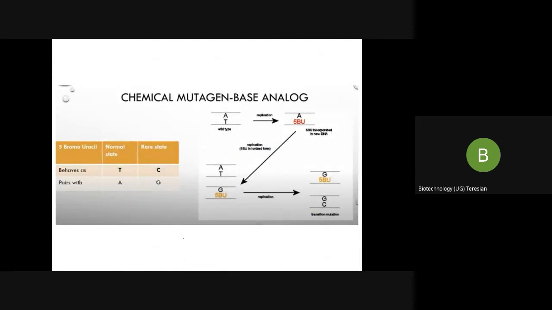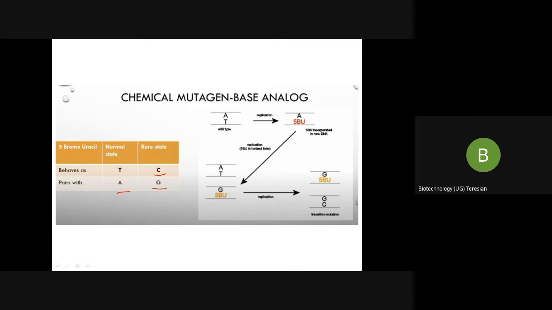Another good example for base analogs, which are chemicals having a structural similarity to your bases, is 5-bromouracil. It behaves as thymine. So if it behaves as a thymine, it will go and bind with adenine. In the rare state, it can behave like cytosine and then it can go and bind with guanine.